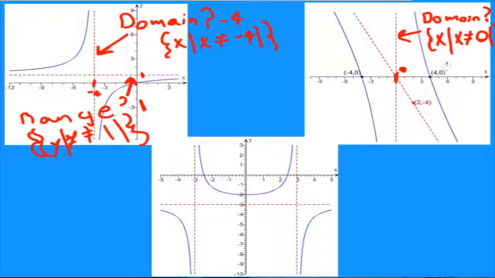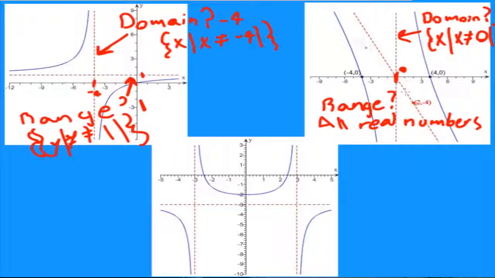And what's your range? Where's the range? You might be tempted to say, oh, I can work this. Your range would be all real numbers. Why? Because you don't have a horizontal asymptote. You have an oblique asymptote, and if you have an oblique asymptote, then your range is just all real numbers. No horizontal asymptote, so you have all real numbers.